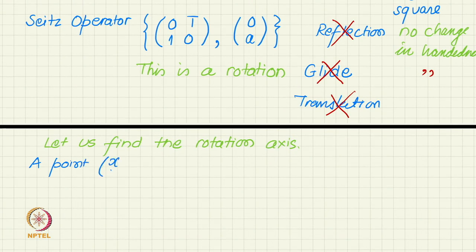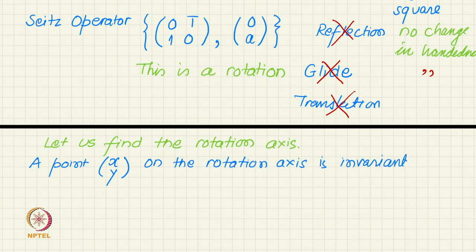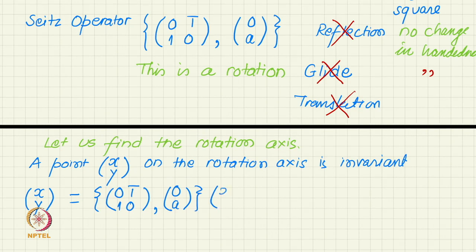Yeah, it will remain the same. So if we want to find out what is that point xy on the rotation axis, we just have to solve the equation that we apply the sides operator on the point, and we should get the original point. It should remain where it is. So the xy solution to this equation will give me the position of the rotation axis.